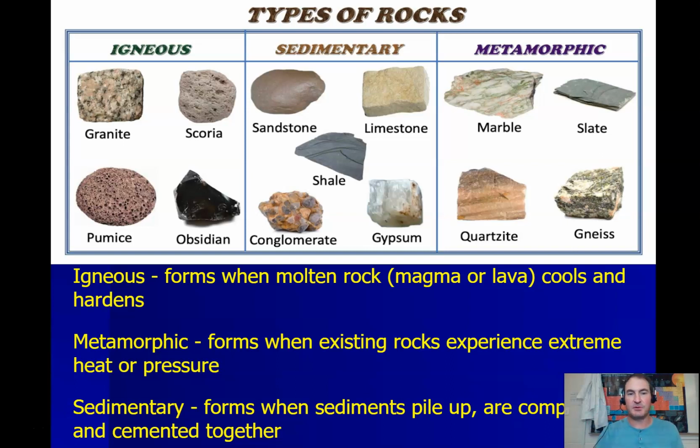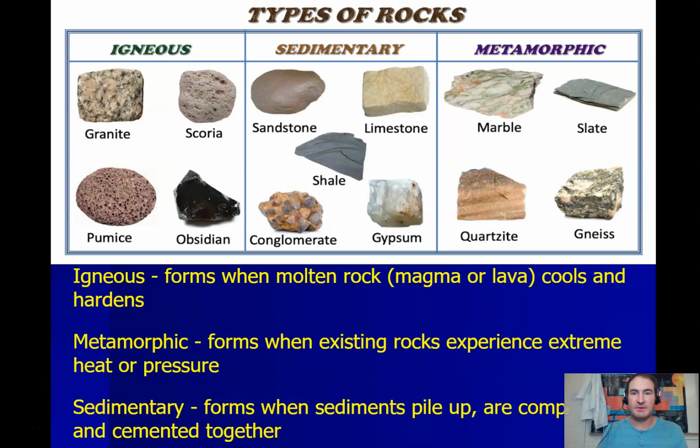Igneous rocks, which form when molten magma or lava cools and hardens. So we get examples like granite, which we see a lot of in Colorado, obsidian, scoria, and pumice. These are all different examples of igneous rocks that come from molten magma or lava.